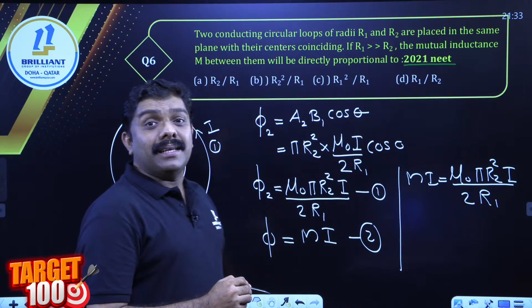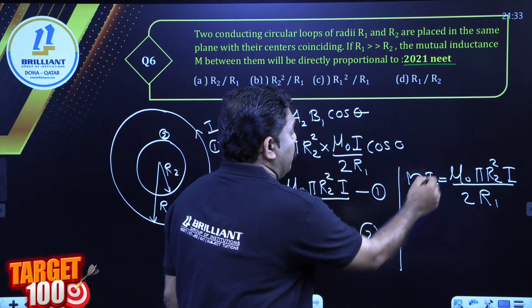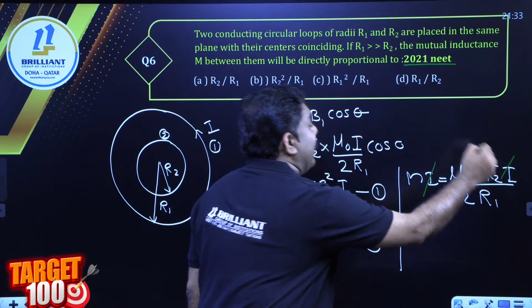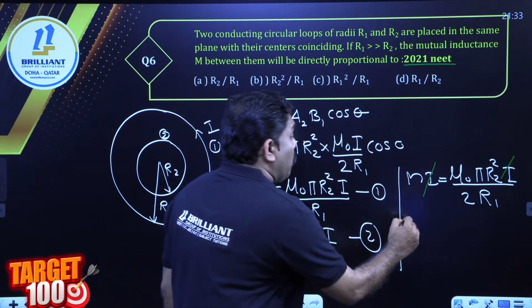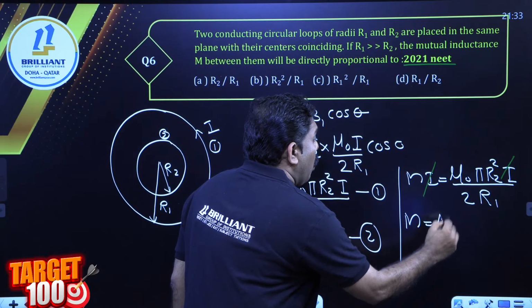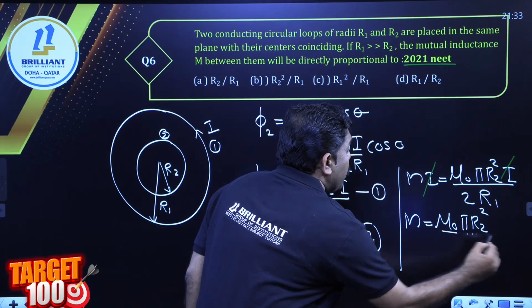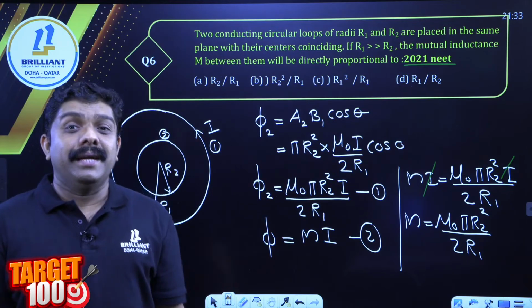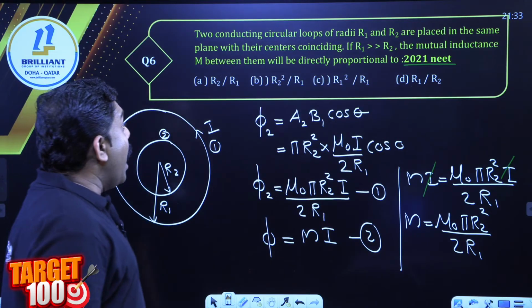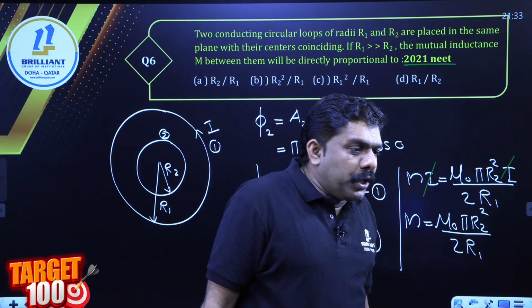So you can cancel I on both sides. I'm taking the green color for cancelling. So I and I cancel. We get the mutual inductance formula, that is mu naught pi R2 square divided by 2 R1. So mutual inductance is proportional to R2 square by R1. The right answer is option B.